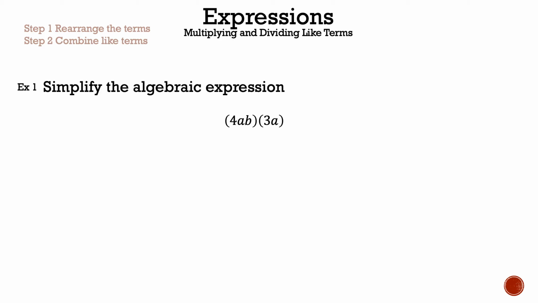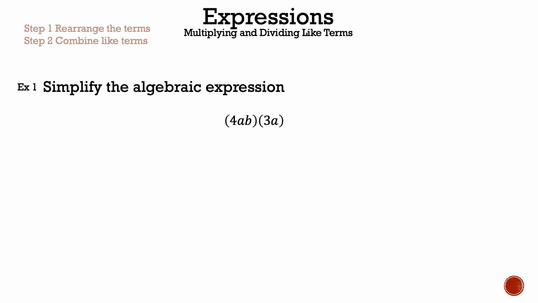Here are the examples we're going to be dealing with in today's video. Let's take a closer look at example 1. Let's read the steps. Step 1, rearrange the terms. Step 2, combine like terms. Let's read the question. Simplify the algebraic expression 4ab times 3a.